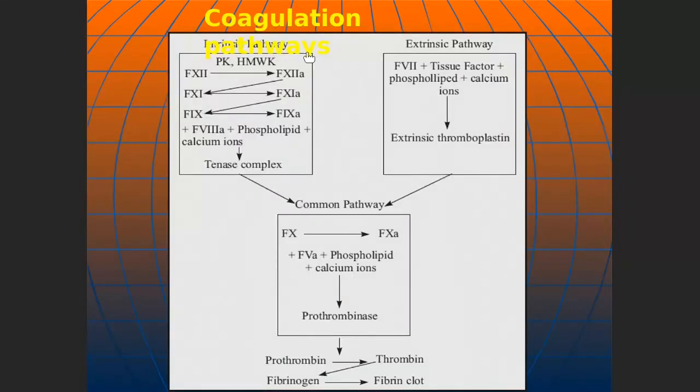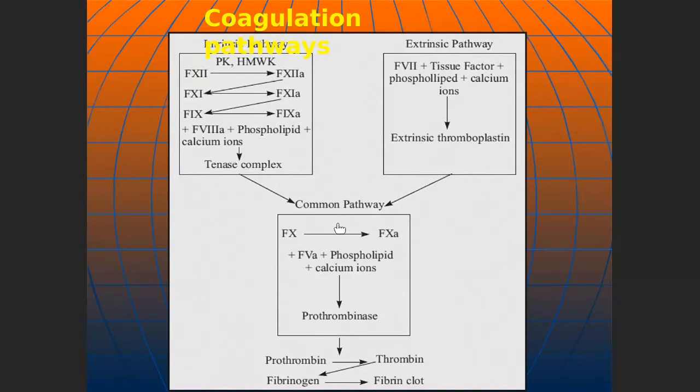This is the coagulation pathways. This is the intrinsic pathway. This is the extrinsic pathway, and they both meet in the common pathway. Factors in the extrinsic pathway are factor 7 and tissue factor. These are the main. Okay, in the intrinsic pathway, we have factor 12, factor 11, factor 9, and factor 8. Okay, they meet in the common pathway.